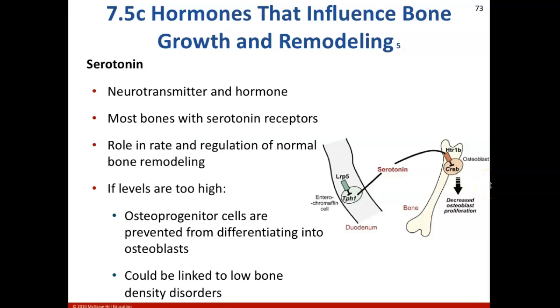Next, we have the hormone serotonin. This is a neurotransmitter as well as a hormone, and most of our bones have serotonin receptors. It plays a role in the rate and regulation of normal bone remodeling, and if the levels are too high, then the osteoprogenitor cells are prevented from differentiating into the osteoblasts, which we know are so important for building our bone. So you can see that taking place over here. Serotonin is secreted. The receptor hangs on to that serotonin, and we have a decreased osteoblast proliferation. And this could be linked to low bone density disorders.